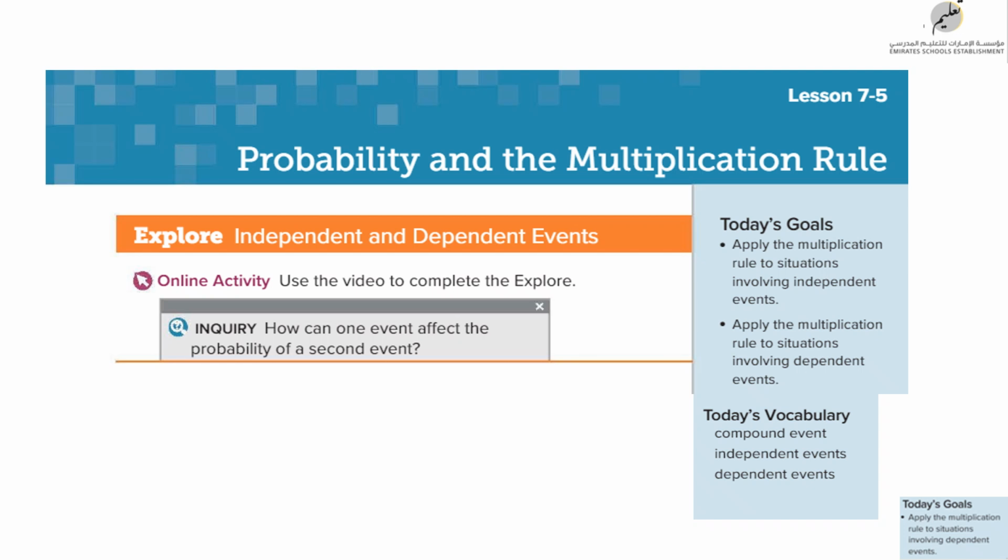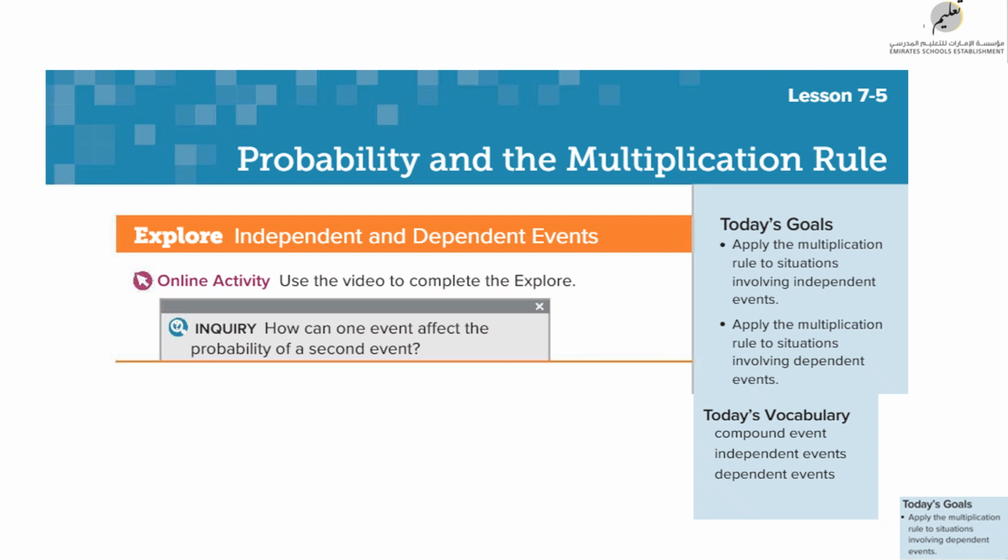This is Ms. Ruchika, and I'm back with part 2 of lesson 7.5 for all my grade 10 advanced students. So today in this session from lesson 7.5, probability and the multiplication rule, we will do the second part, which will be involving dependent events. So today's learning goal is to apply the multiplication rule to understand problems involving dependent events.